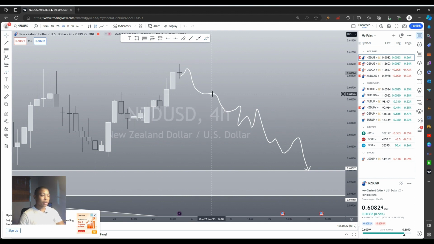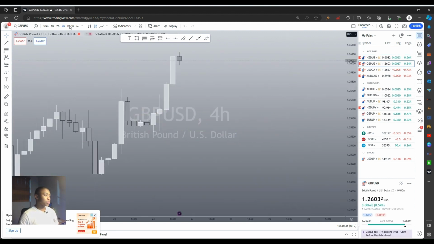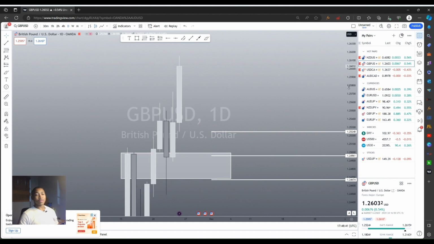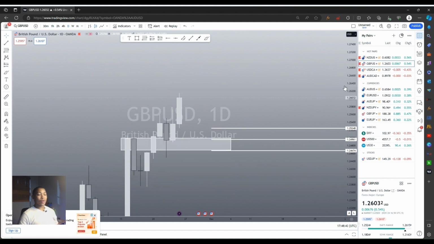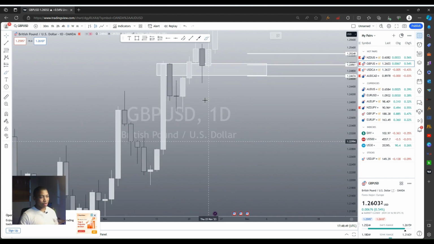So the next pair that I'll be looking at for this week is GBP USD, and GBP USD is also something very similar because these are both US pairs, and the GBP looks to be very strong going into this week actually. As you can see, the momentum keeps on going.